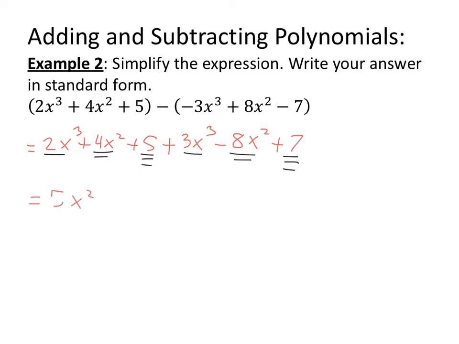Let me fix that. Sorry about that. So 5x cubed. And then 4x squared minus 8x squared. So 4 minus 8 will be a negative 4, and then we'll have an x squared. And then 5 plus 7 will give me a plus 12. And again, we'll just check to make sure that's in standard form. That goes 3 and 2 and then no power. And so at that point, we could just simply circle our answers.